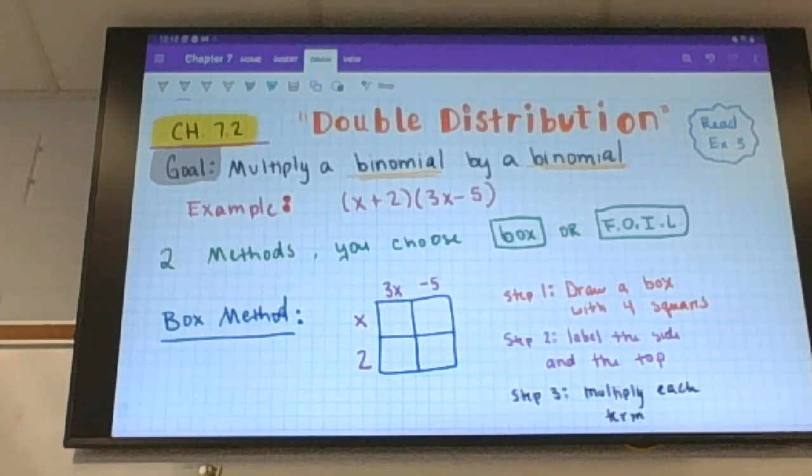Example 3 in 7.2. Today is double distribution. Double the fun. Use the distribution twice.